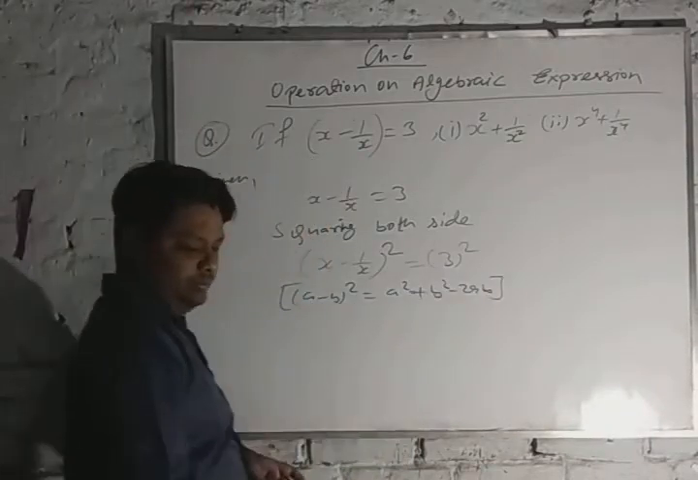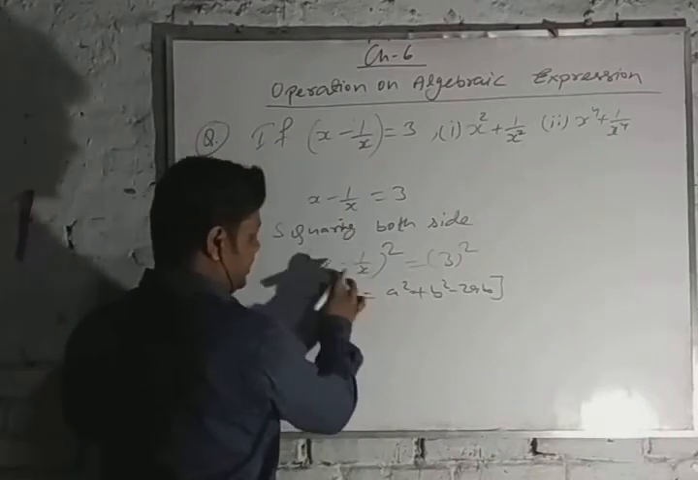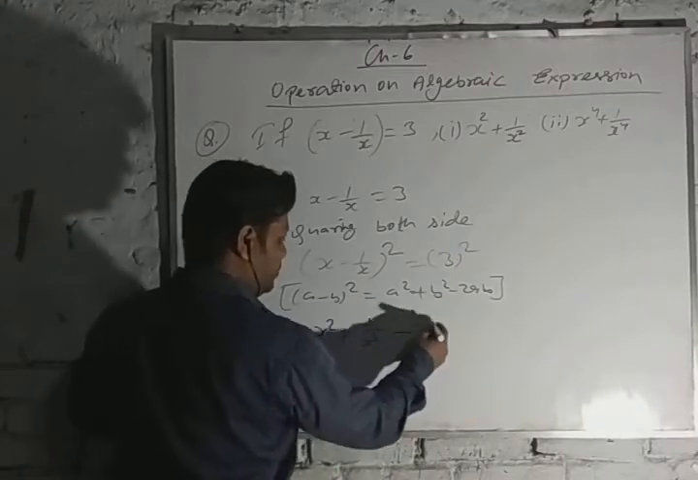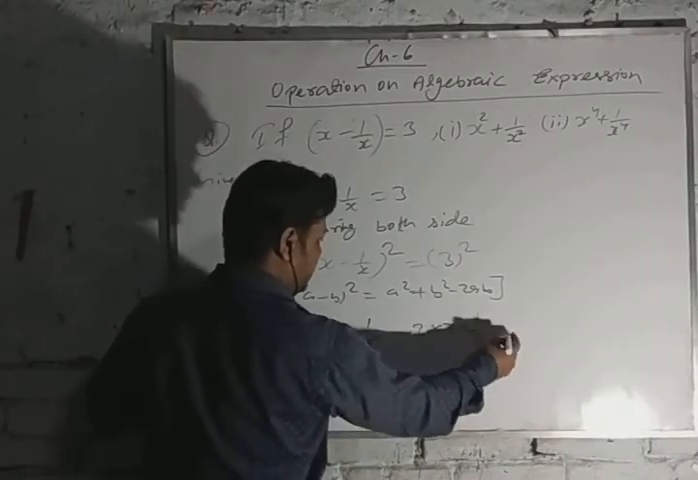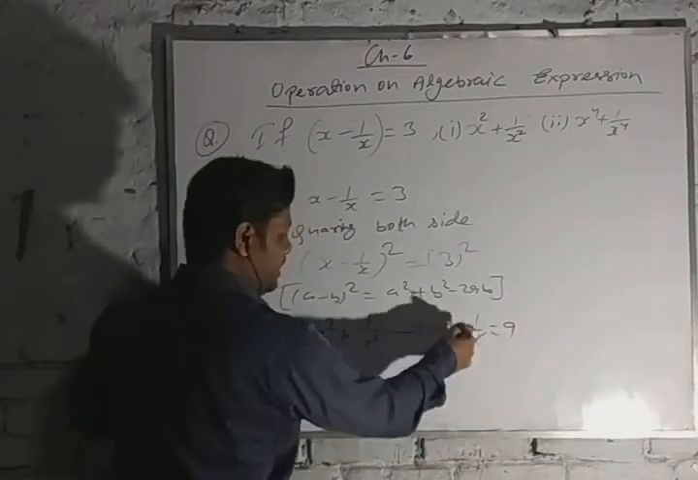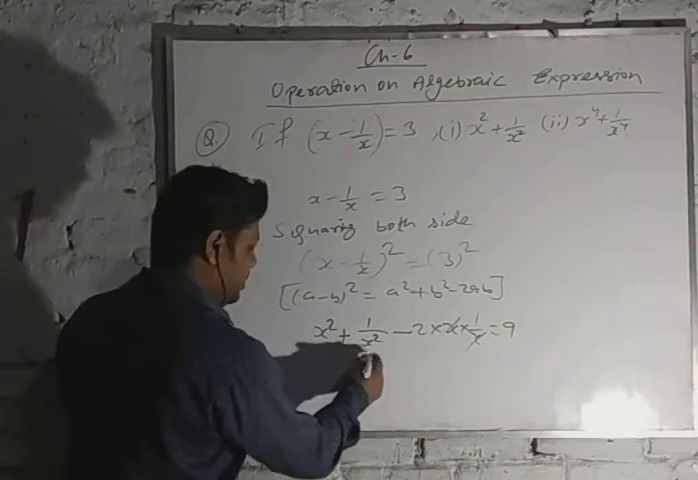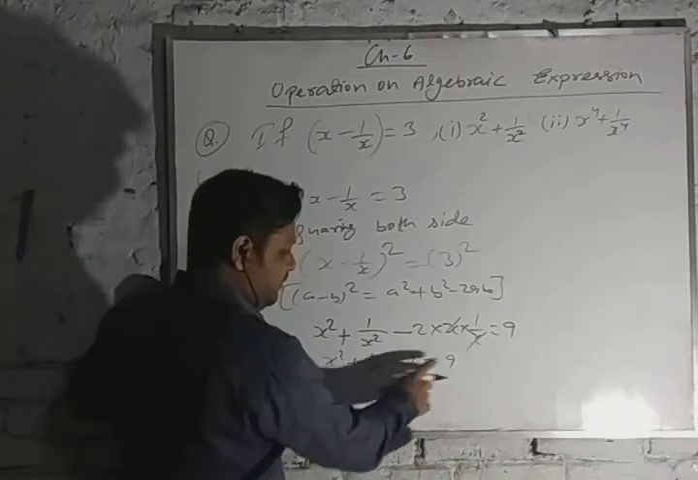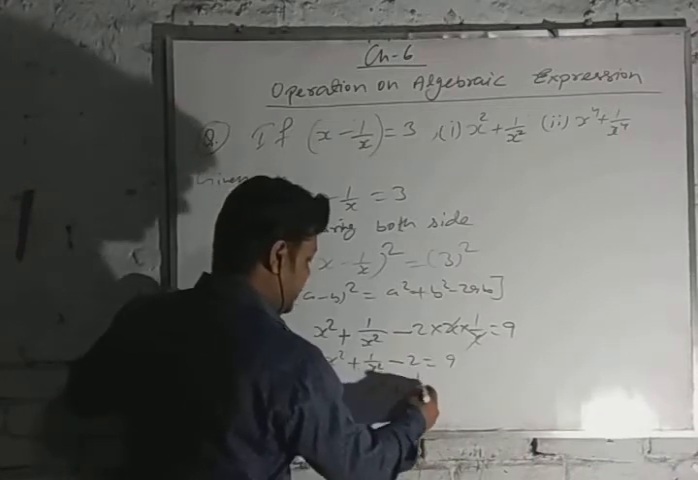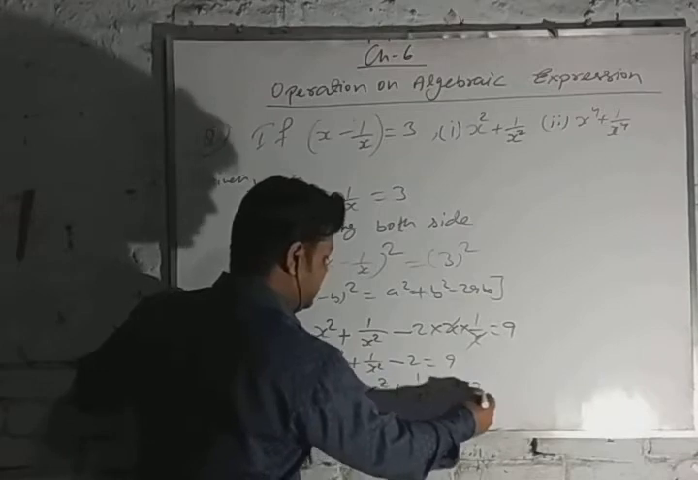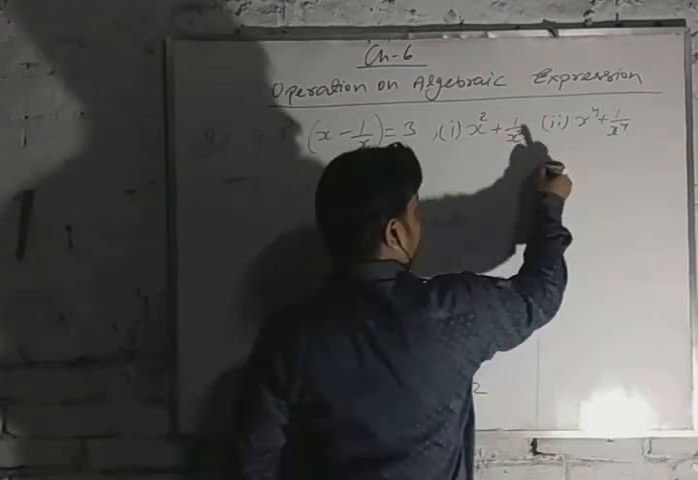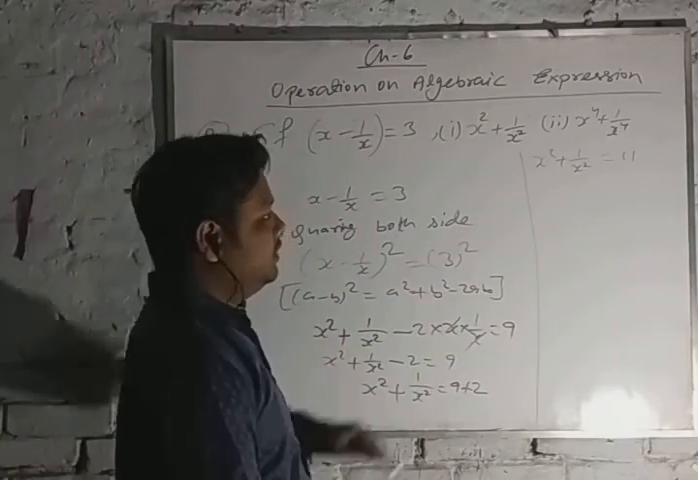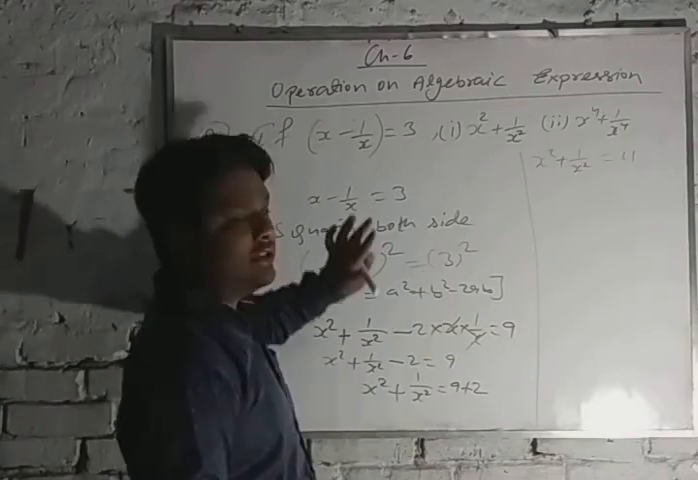Okay, now we can write it x square plus 1 by x square and minus 2ab. So minus 2 into x into 1 by x is equal to 3 square, 9. Again x is cancelled out. Now it will be x square plus 1 by x square minus 2 is equal to 9. If minus 2 goes to the other side, then it will be plus. So x square plus 1 by x square is equal to 9 plus 2. That is, we can say that x square plus 1 by x square is equal to 11. So this will be our value if x minus 1 by x is given.